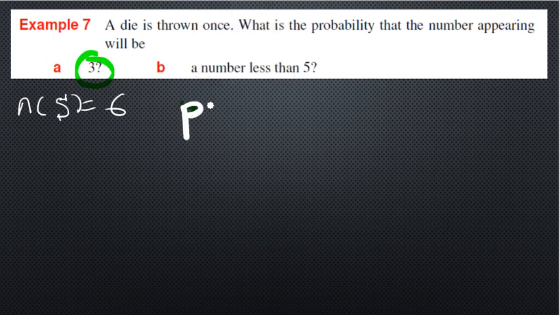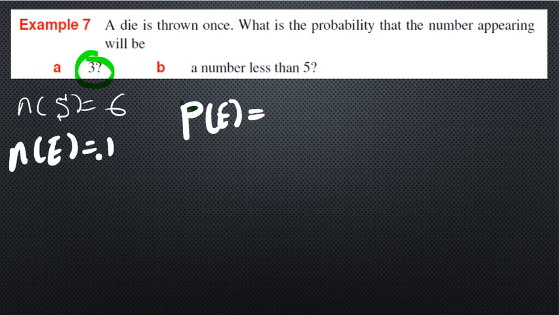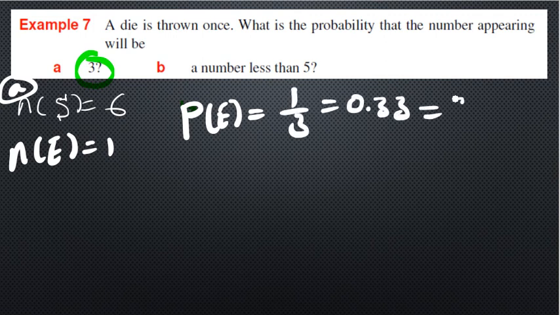So the probability of the event will be, number 3 is just 1, so the number of the event here is just 1, because it says number 3. So the probability of the event is 1 over 6. 1 over 6 means it is 0.17 or 17%. So we need to know how to express the given probability in fractional form, decimal form, or percentage. This one is unlikely, we can say.